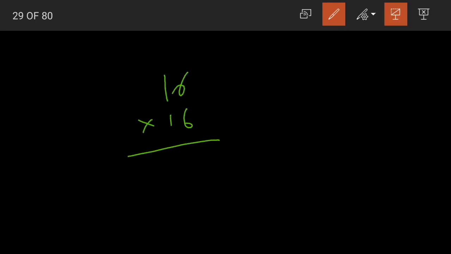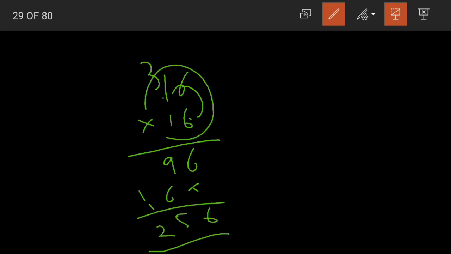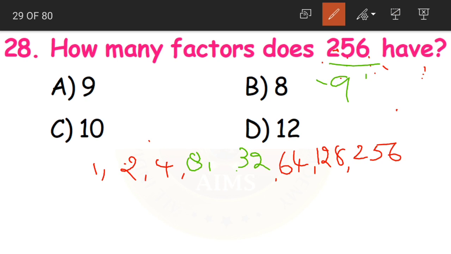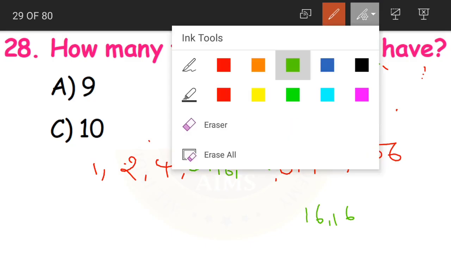I think it is divisible by this. 6 6s are 36, 6 1s are 6, 7 8 9. Yes, we again have 16 6s are 256. What do we have, children? 16 6s are 256. So again 16 also becomes our factor.